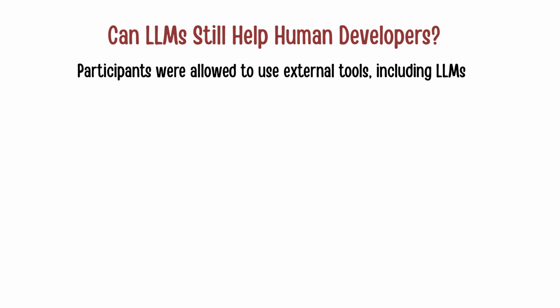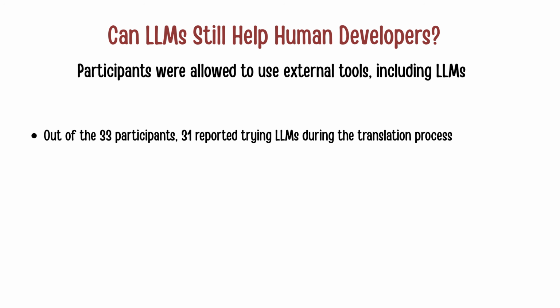Remember that the participants in this study were allowed to use external tools, including LLMs, and almost all of them did. Out of the 33 participants, 31 reported trying LLMs during the translation process. Interestingly, 14 participants said that LLMs were helpful indirectly for tasks such as explaining the C code and suggesting Rust data types and APIs. However, direct code generation was much less successful.